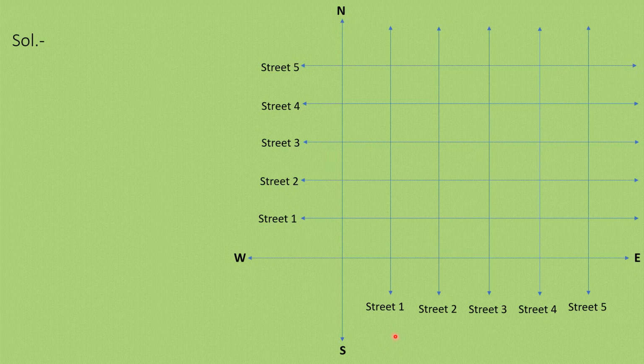Then it is written there are many cross sections in your model. A particular cross section is made by two streets, one running in the north-south direction and another running in the east-west direction. Now you can see this street is running in the north-south direction, street number 1, this perpendicular line. Now this horizontal street number 1 is running in the east-west direction. These two streets are intersecting at this point. So this is the cross street.